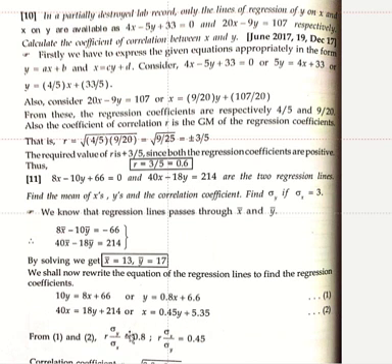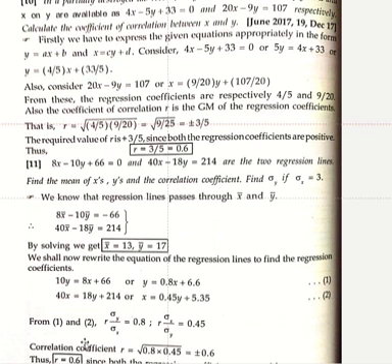Next from equation 1 and 2, we need to find out the regression coefficient. These two are in the form of y minus y bar is equal to r into sigma y divided by sigma x into x minus x bar, plus a constant c, and x minus x bar is equal to r into sigma x divided by sigma y into y minus y bar, plus c. Therefore these two are in the form of the equations of the regression lines.